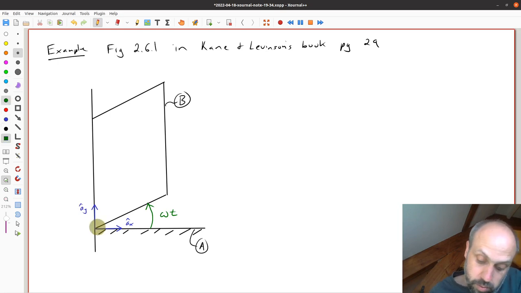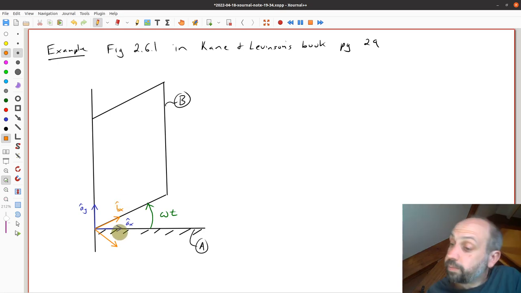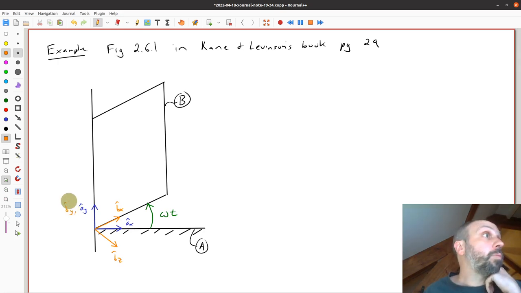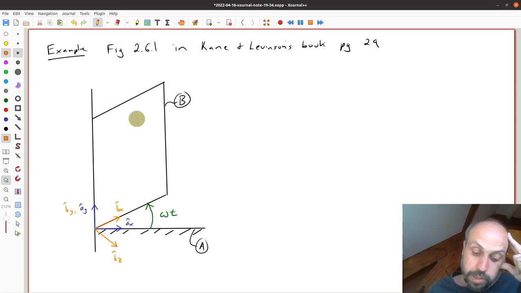I'll do bx and also by, and normal to that is going to be bz. So bx, bz, and this is also by. B rotates about by to get b rotated from a, a simple rotation. And then in this plane B, there are a couple of points.